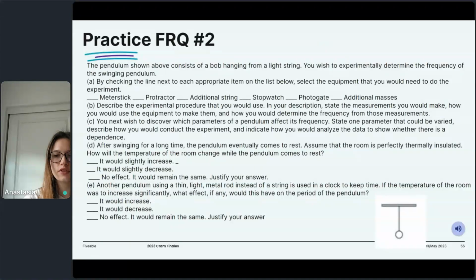Experimental design is definitely one of the ones you have to really think about. Most of the time they're just relating back to the equations, so you really just have to think about the equations. The stopwatch is going to be your time, the meter stick is going to be length, and the protractor is going to be your angle. So you can connect those back with the equations that we used, and you can form your experiment based on that.